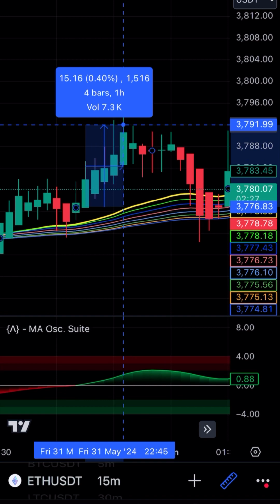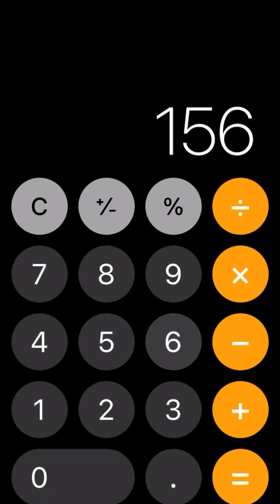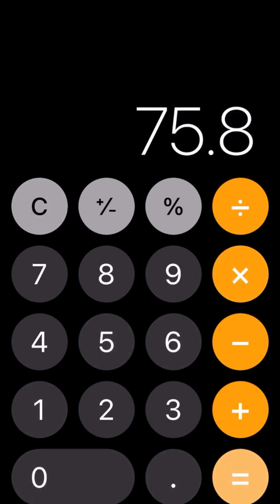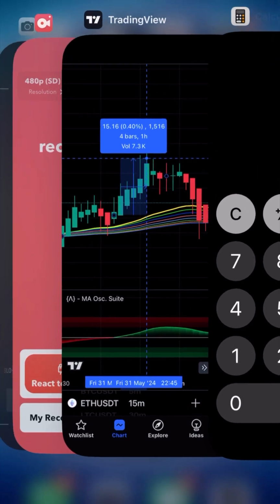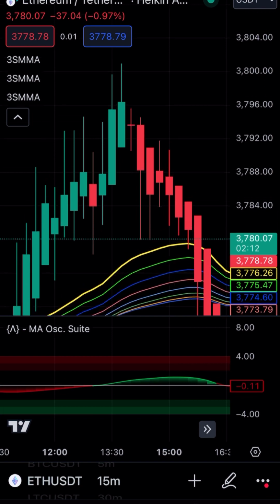Write it out. This one is 1516. 1516 times 0.05, and you made $75 right there. See if we can find it again.